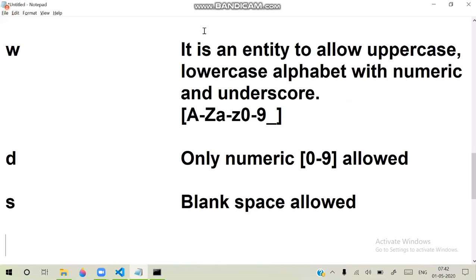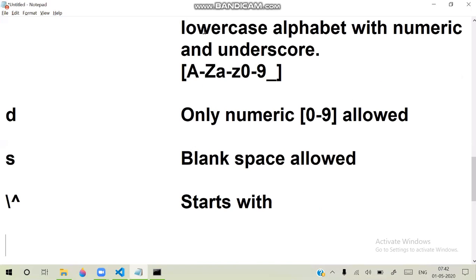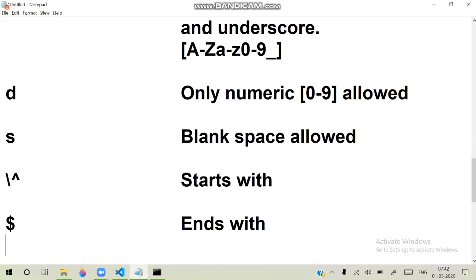And if I want to allow any specific character, then you can use it in this way. Like you have slash exponent (^), which indicates starts with, and dollar ($), which indicates ends with. That means your expression should start with or end with something. It is defined by using exponent and dollar. I will show you an example of how to handle them, don't worry.